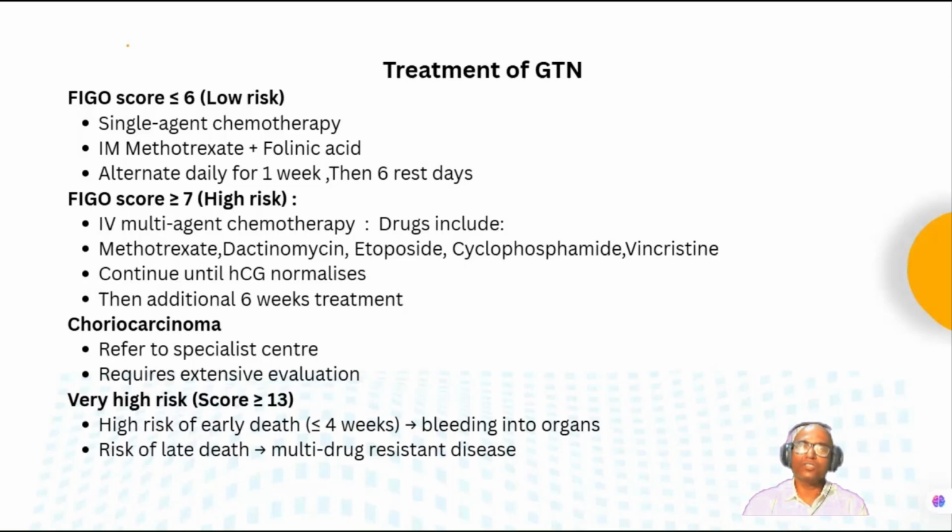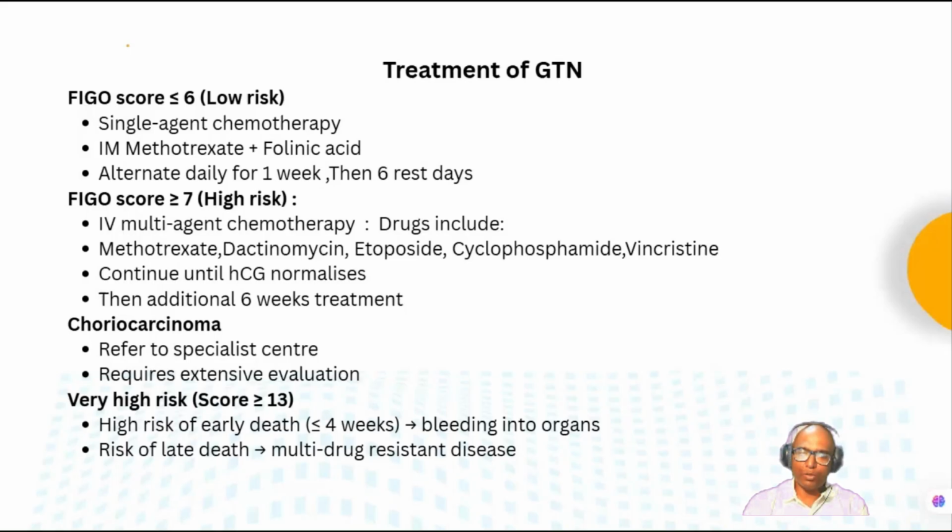Low risk patients will require single agent chemotherapy with methotrexate and folinic acid, while if the score is 7 or more, they will require multi-agent chemotherapy, and it is an EMACO regimen. The drugs are methotrexate, dactinomycin, etoposide, cyclophosphamide, and vincristine. And you will have to follow up these patients with beta hCG till it becomes normal. Choriocarcinoma will refer to the specialist center.